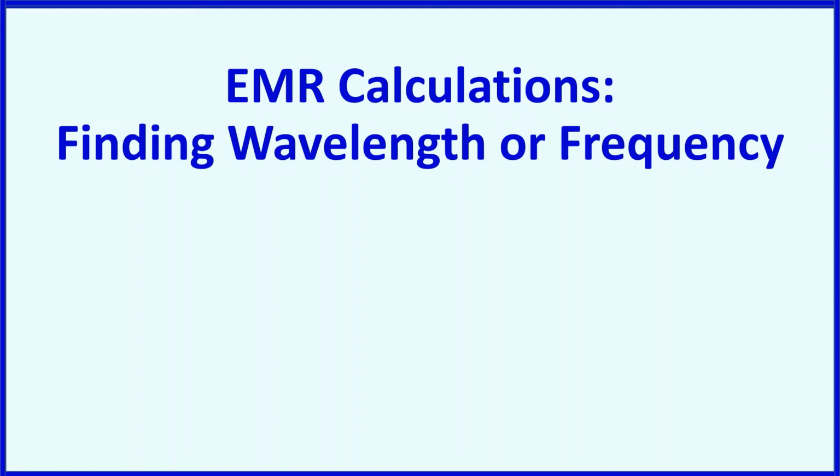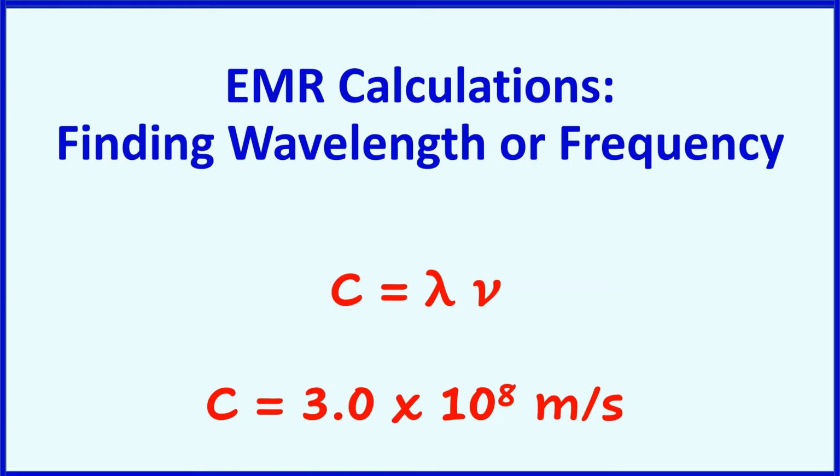Today, we'll practice calculations to find the wavelength and the frequency of electromagnetic radiation. In a previous lesson, we learned the formula for speed of light as the product of wavelength times frequency, and the value for the speed of light is 3.0 times 10 to the 8 meters per second.